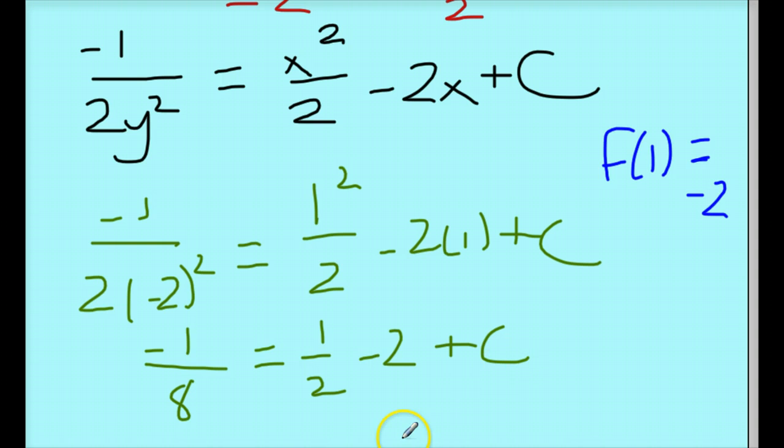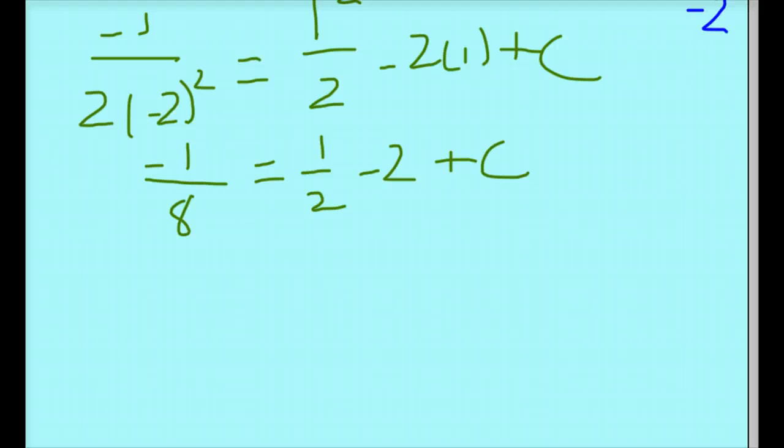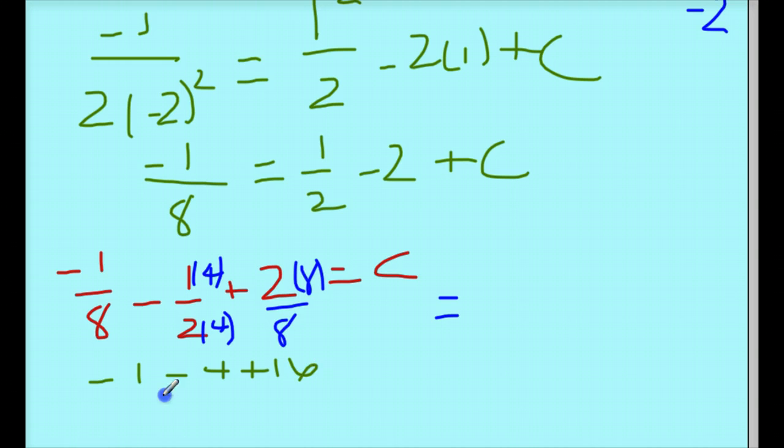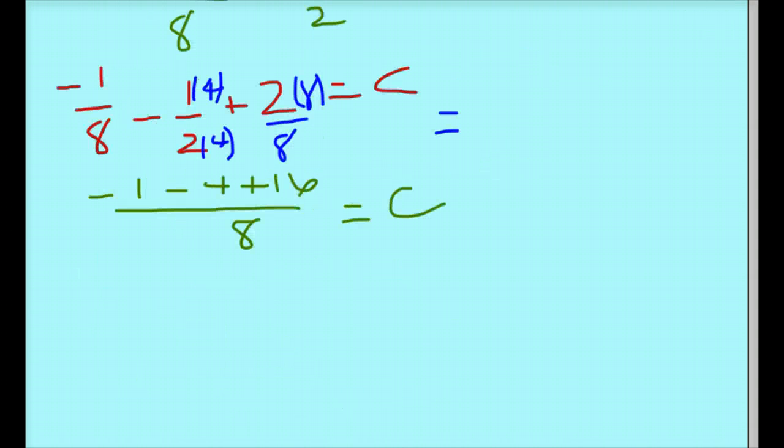So in order to get everything on the right side, I'm going to move everything over here, so I get -1 over 8 minus 1 over 2 plus 2 equal to c. To get common denominators, I need to multiply this by 4, this by 4, this by 8, this by 8. And if I finish this off, we get -1 minus 4 plus 16 all over 8 is equal to our c. And if I do all the math, I get -5 plus 16, which should give us 11 over 8 is equal to our c.